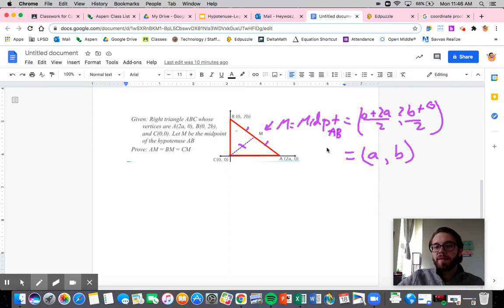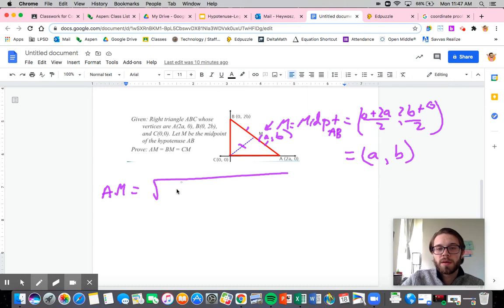All right, so we have this coordinate now. This is AB, and this is (2a, 0), (0, 2b), and (0, 0), right? So I'm going to mark that down. This is AB. Now I need to find the distance between all of these things. So, I don't know, it doesn't matter. Let's start with AM. So the distance formula, right? So we have to do the distance between these two points.